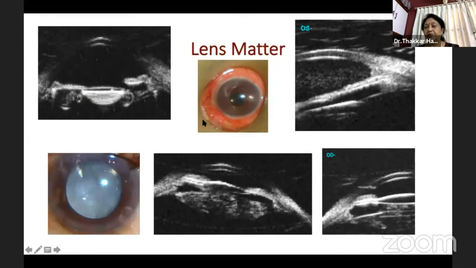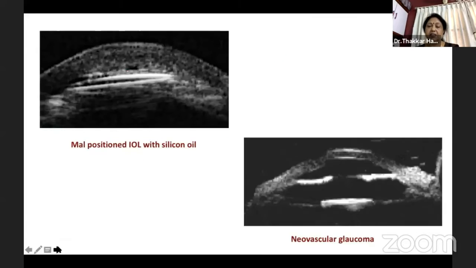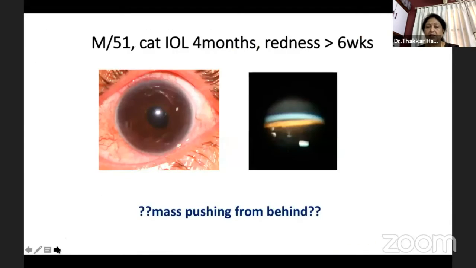Excessive lens matter following surgery may be in the angle or in the anterior chamber, and in some cases it is so much that it is pushing the IOL forward and thereby pushing the iris and causing peripheral anterior synechia. Presence of silicone oil and zipping of the angle by neovascular glaucoma are all evident.